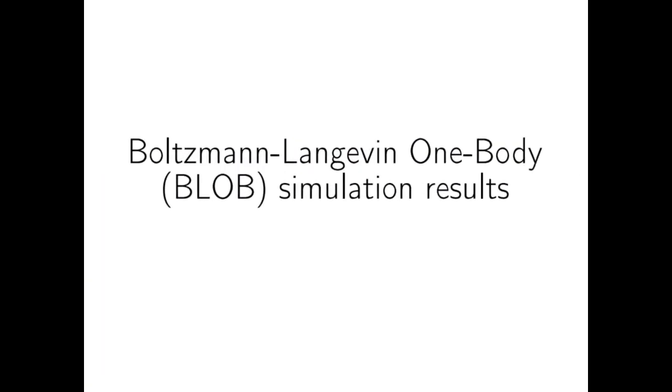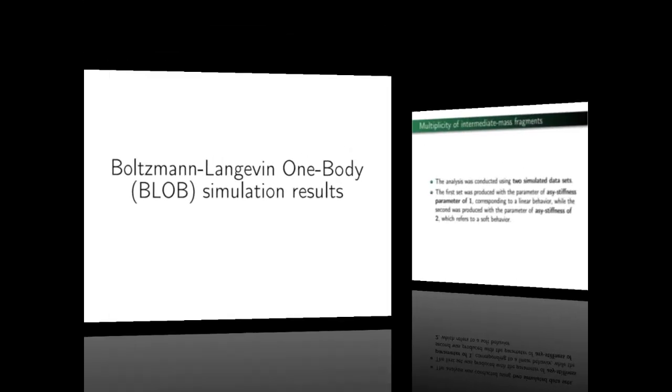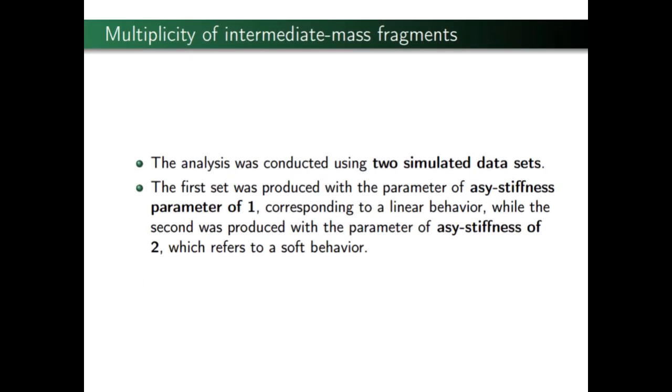Regarding simulation, the BLOB model was used to simulate the events. The following analysis was conducted using two data sets. The first set has an asy-stiffness parameter of 1, corresponding to linear behavior, while the second set has an asy-stiffness of 2, which refers to a soft behavior.